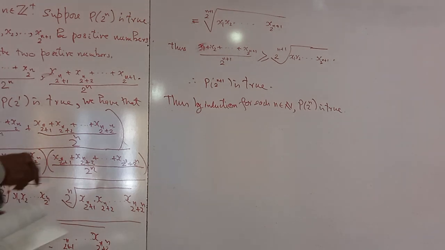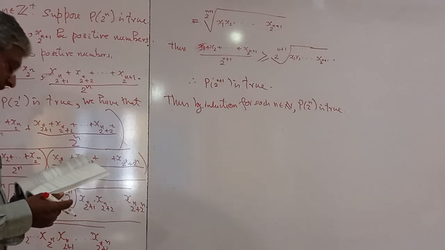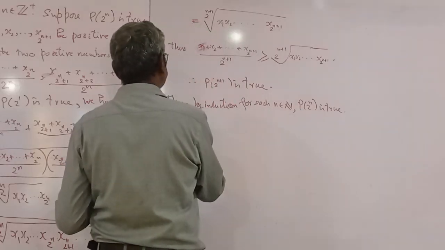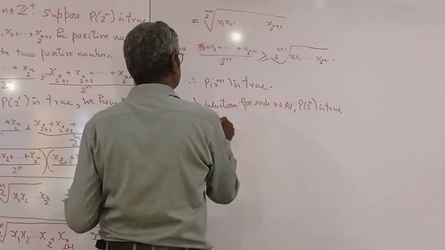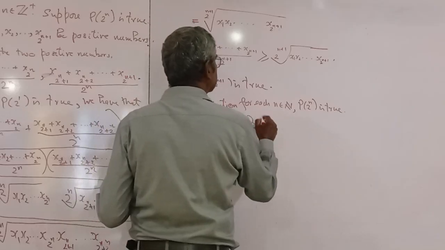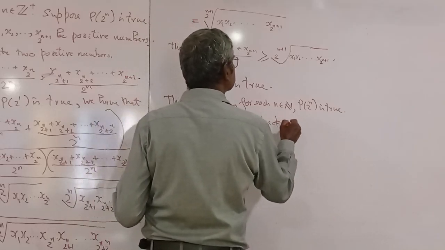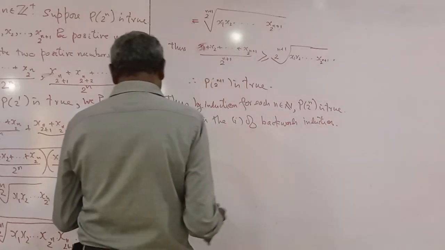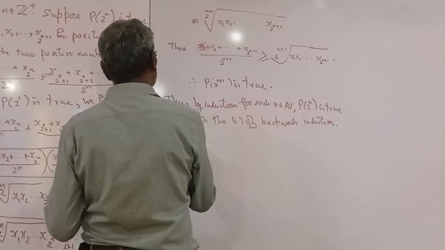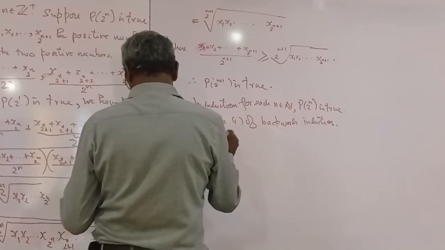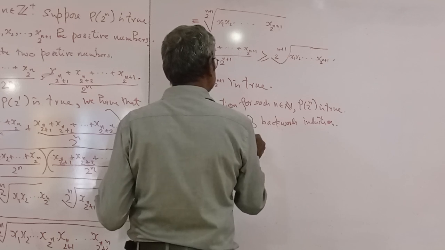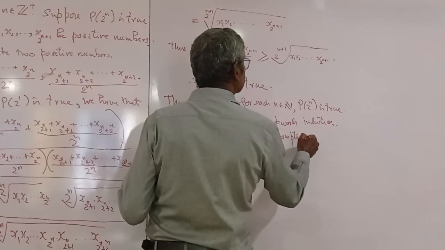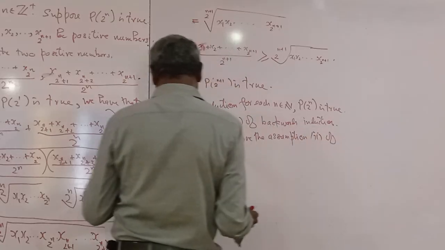Now I have to prove that if P of n plus 1 is true, then P of n is true. So this is the second part of backwards induction. Now let us prove the assumption 2 of backwards induction.